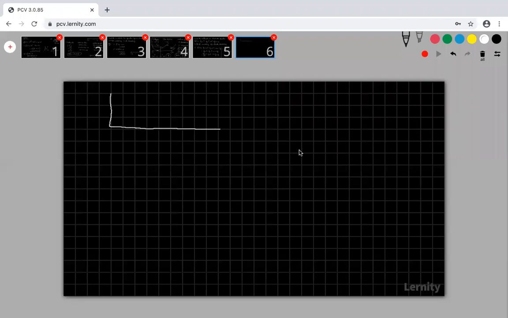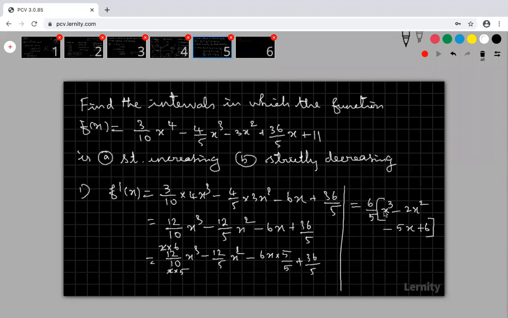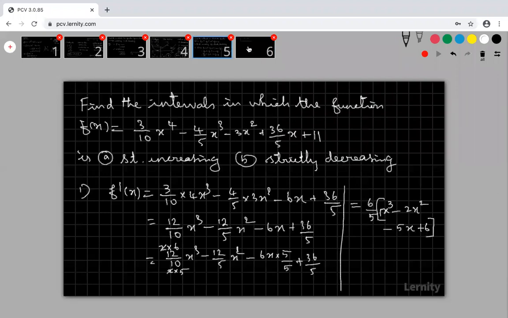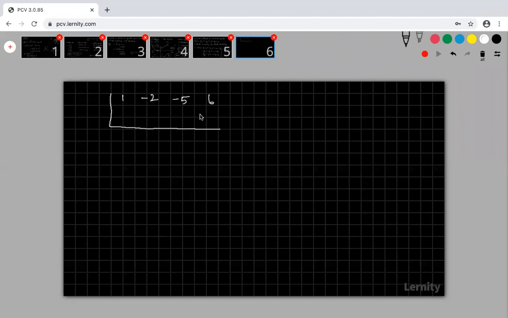So first of all, write the coefficients of this cubic polynomial. The coefficient of x cube term is 1, the coefficient of x square is minus 2, the coefficient of x is minus 5, and the constant term is 6. Okay, I'm going to divide by 1. I'm going to find out the factors. So for that I'm going to use this division method.